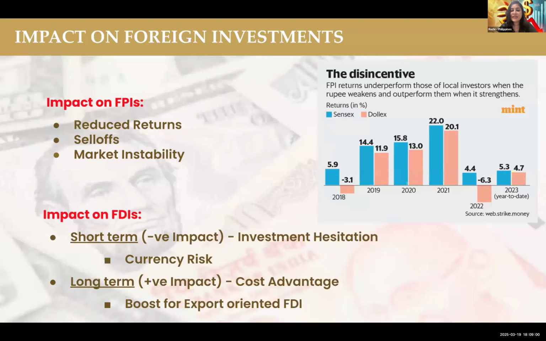A weaker rupee increases the cost of doing business in India for foreign companies. On the other hand, a lower rupee makes factories, land, and labor cheaper, attracting foreign manufacturers. Companies exporting from India may find it more attractive as production costs drop.